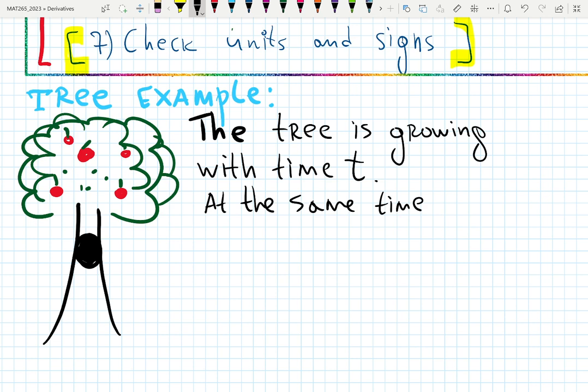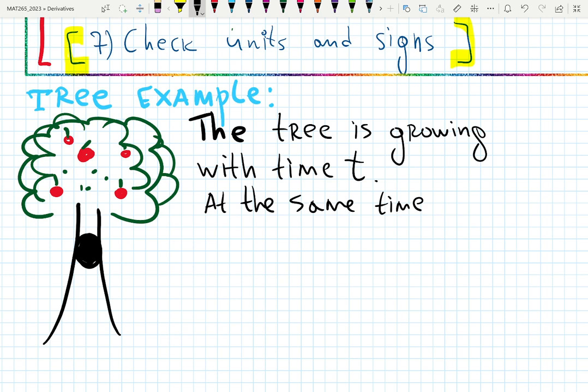That means growing. That means how fast something is changing. The height is changing. The shadow is changing. The fruits are changing. The trunk is changing. Those are rates. And you know what? They're related because they are related with this tree and time. They're related through the dimension of time.